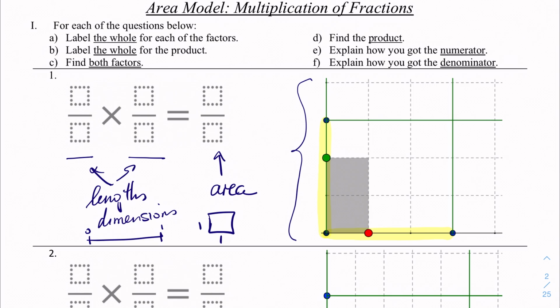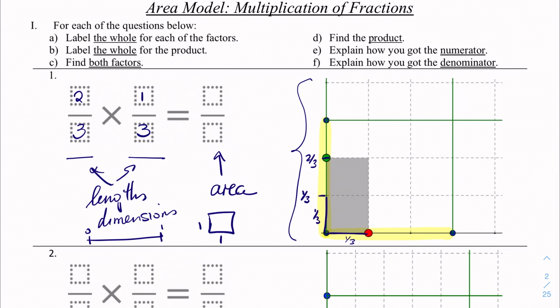So the two lengths, well, this is 1/3 because we need 3 of them to fill the whole. So that mark represents 1/3. So this distance would be 2/3. So 2/3 is our vertical factor. And this distance is also 1/3 because you need 3 of them to fill that length whole. So that is our 1/3. So what we're doing is multiplying 2/3 by 1/3. Our two dimensions of the rectangle that we're interested in are 2/3 and 1/3. So that's our multiplication that's represented here.